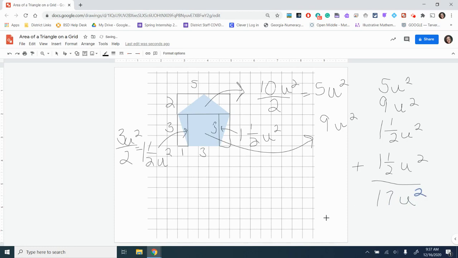Okay, so just to wrap up, when you're working with composite figures, no matter the type of polygon you're working with, you can decompose that into rectangles and triangles. You can find the area of your rectangles. You can compose rectangles around your triangles, find the area of your rectangles, and half of that will give you the area of your triangles. And then we put all of that together, add that up to get the total area of our composite figures.